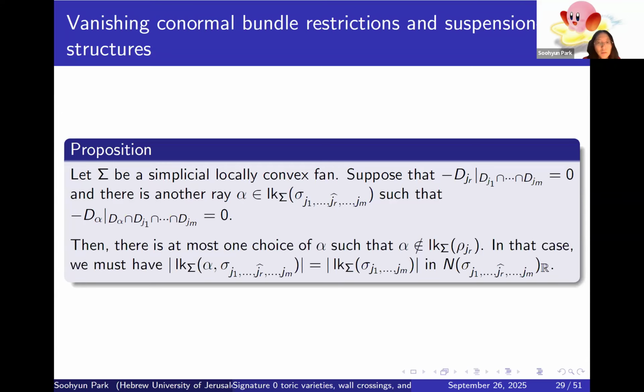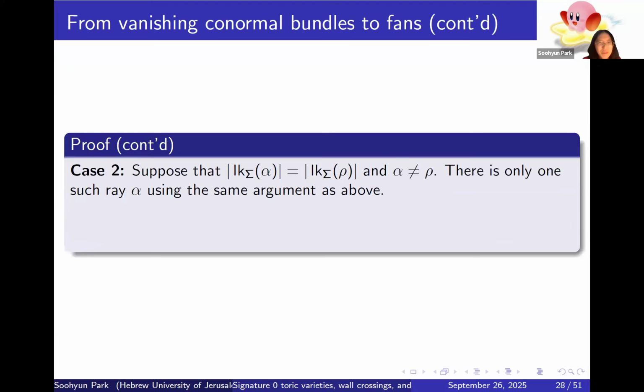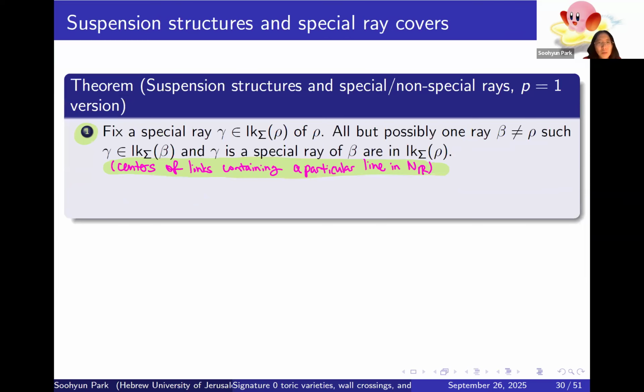But if we take another look at this structural result, it forces a lot of things to be attached to each other by suspensions. Well, okay, we'll break whatever I just said into parts now. So if we fix a particular special ray gamma of rho, that is, something in the orthogonal complement of the divisor polytope of the conormal bundle associated to rho, then all but one possible ray beta, such that gamma is a special ray of beta, is actually adjacent to rho.